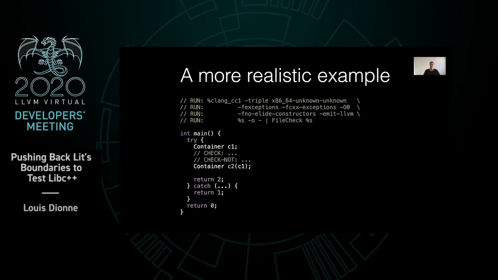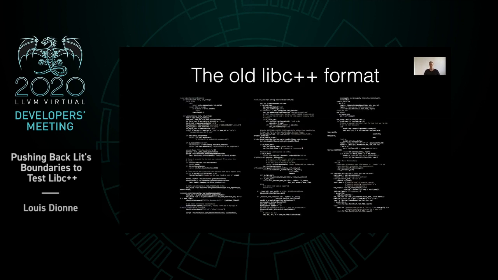And everything is nicely self-contained in that single file, which is great. Okay, so the old libc++ test format was kind of complicated. It was all bootstrapped in Python. So when you called execute, it would basically launch the compiler and then produce a binary, and then it would run the binary.